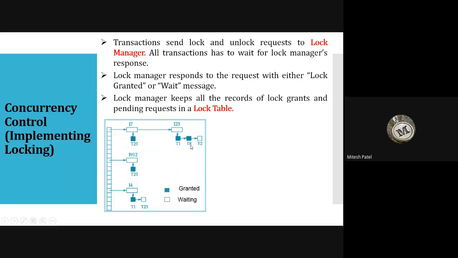Right now T8 is holding that I23 resource, I23 data item, and T2 sends a request for I23, but it is already held by T8, so T2 has to wait.